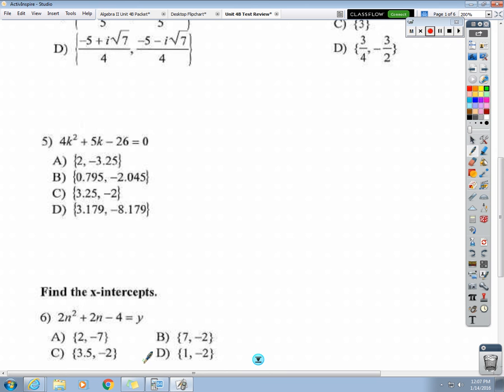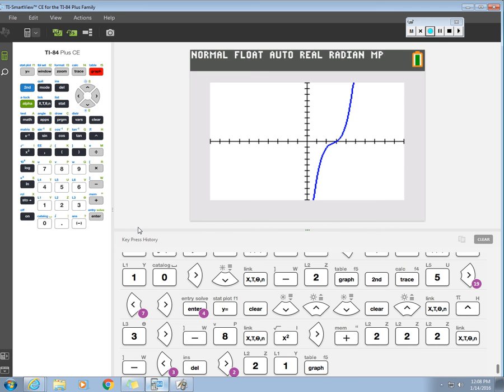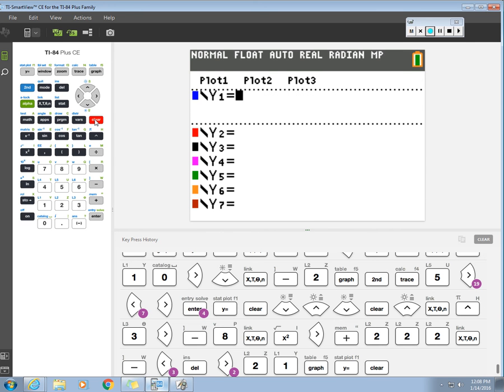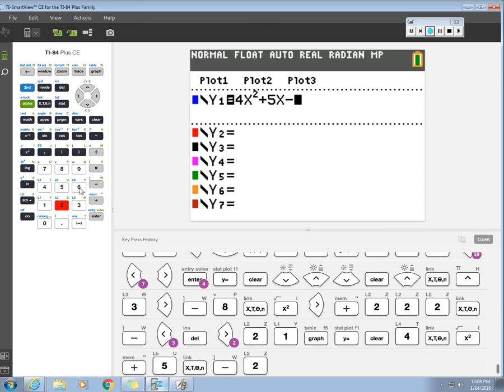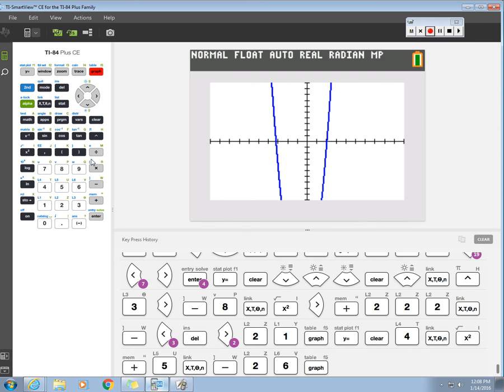Graph it. Okay, so now it does say 4k squared, but isn't that the exact same thing as 4x squared? So when I graph it, I'll type in 4x squared plus 5x minus 26. Everybody needs to be doing this with me. A lot of times kids get the wrong graph, and I'll always look back and they have a negative instead of the minus here. Make sure you know that there's a difference between this negative button and the minus button. Then we graph it, and we see it cross how many times?